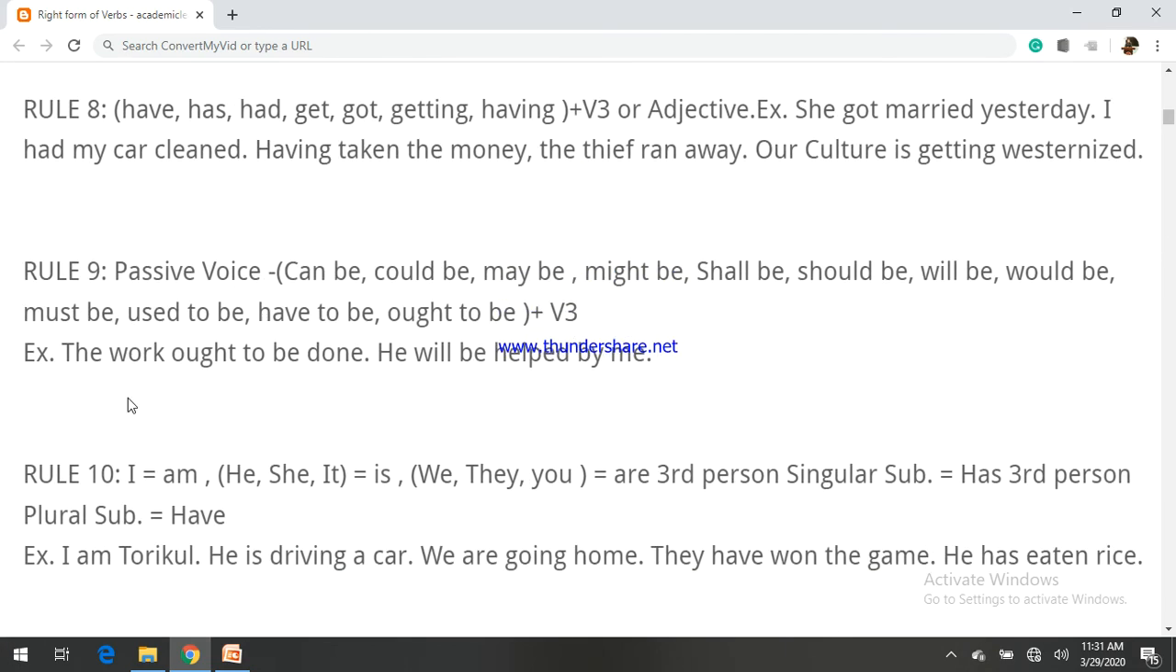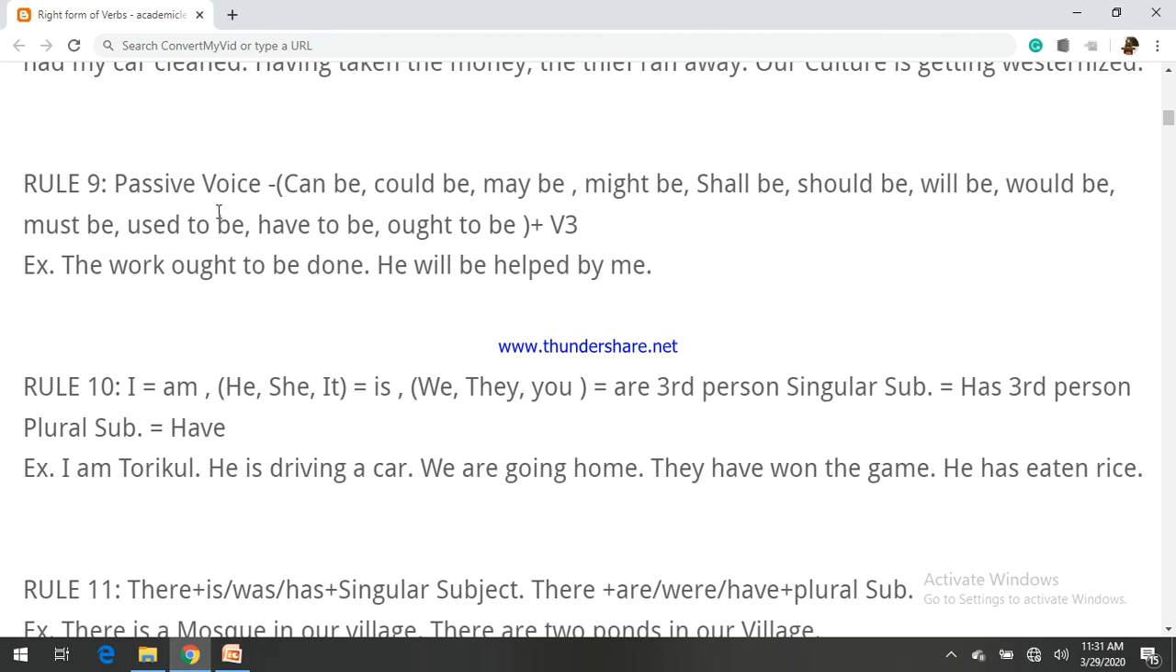Rule number 9: passive voice. Let's try to understand this. There are two kinds of voice: one is active and the other is passive. Inside the passive structure, there should be can be, could be, may be, might be, shall be, should be, will be, would be, and then V3. That means after these words from the box, the past participle form of the main verb is mandatory. Let's see the word ought to. Ought to means something we should do.